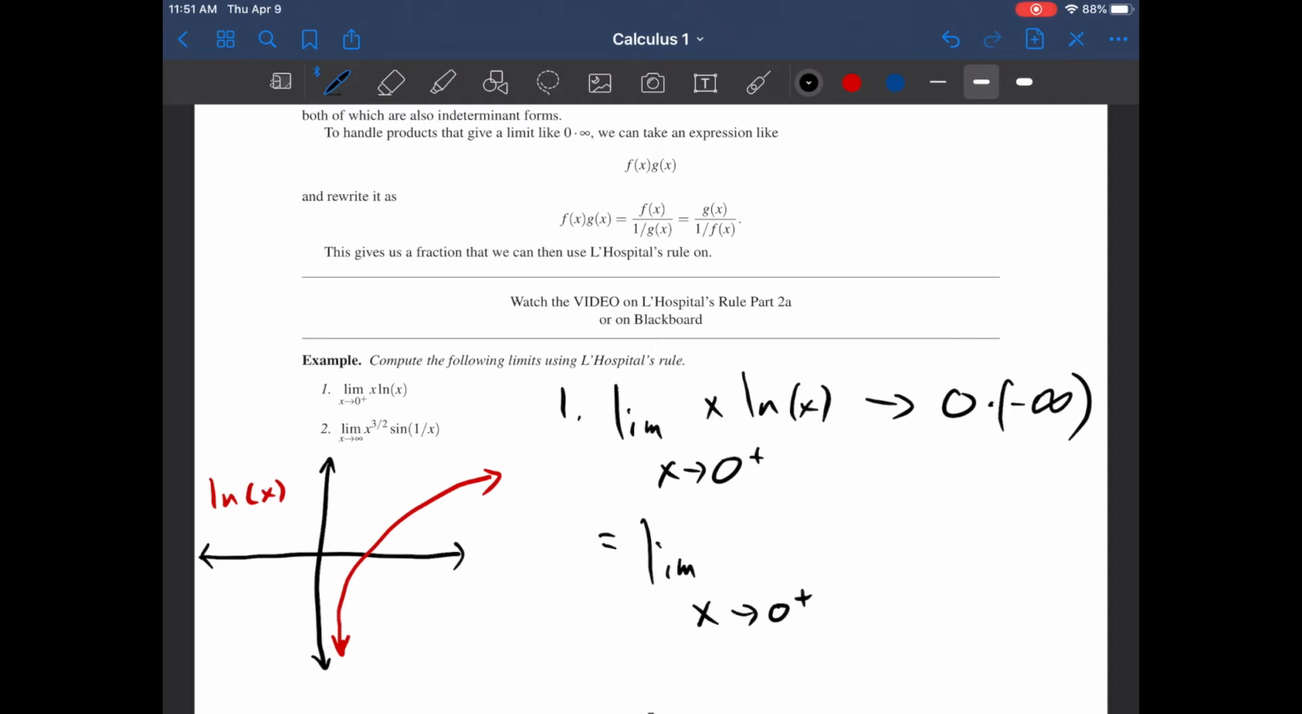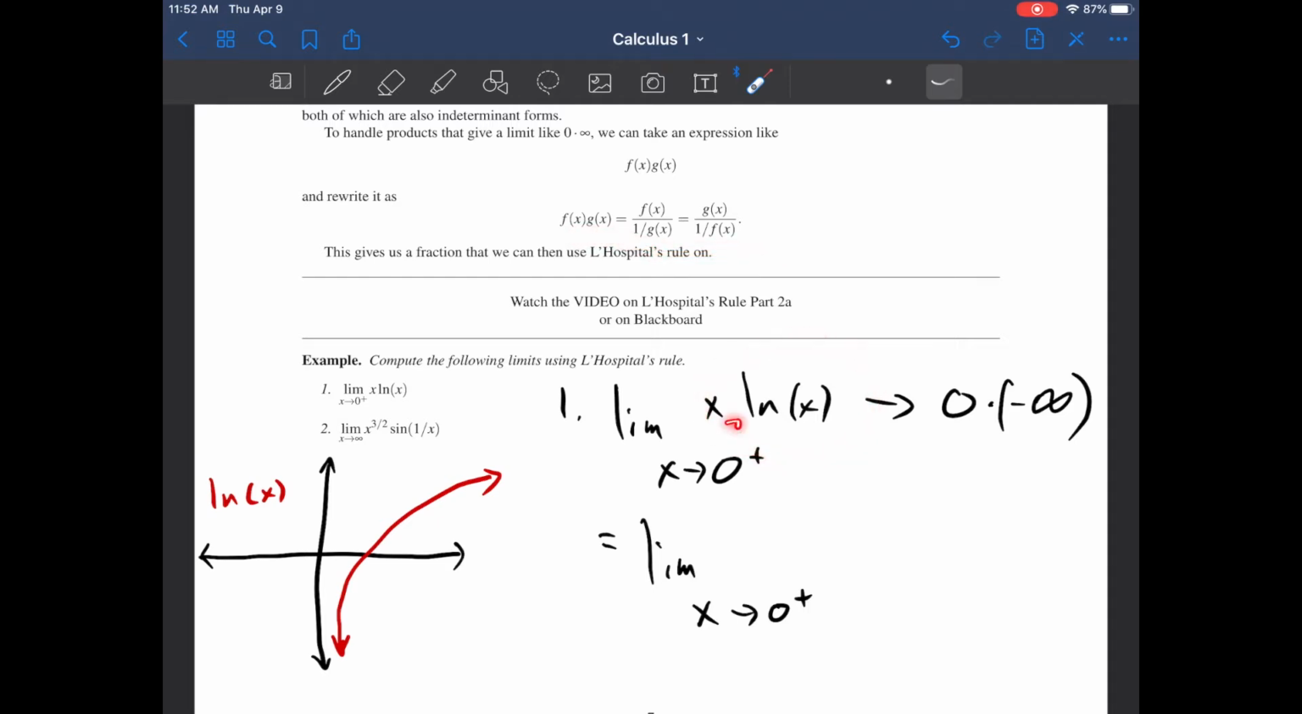The trick here is really to rewrite this as the limit as x goes to 0 from the right. The trick is going to be to take one of these two terms and send it down into the denominator. If you have two functions, f and g, you can take one of them and send it down to the denominator. Notice f of x divided by 1 over g of x is the same thing as this. So all of these are the same thing.